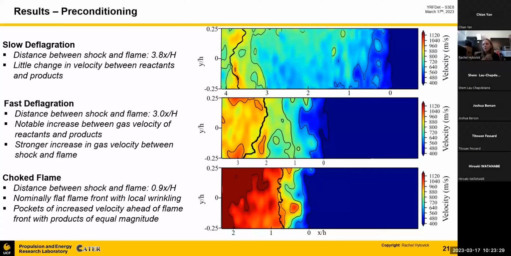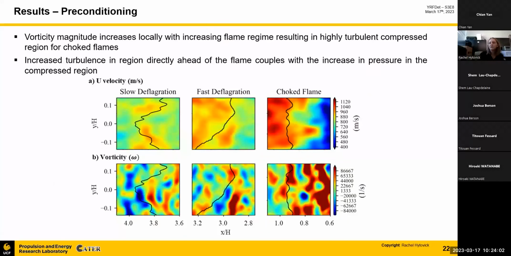And notably in this one, we see a very flat flame. While they were more wrinkled in the slow deflagration and the fast deflagration, the choked flame seems to have little variations, but globally it's pretty uniform in a flat line. And then we see a lot of variation between the reactants and products as far as velocity goes. But then also in the reactants, we see these hotspots of very increased velocity, probably due to decompression and ideally vorticity. So then going into that, we went and looked at the actual vorticity measurements for each flame.